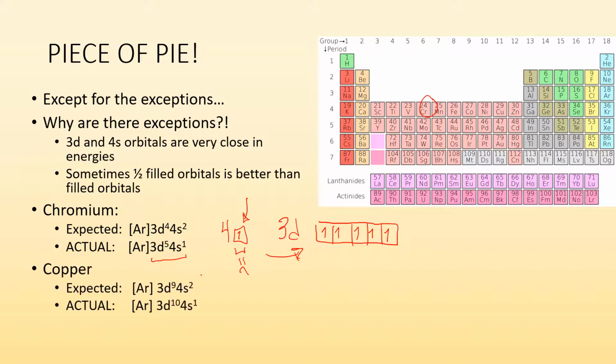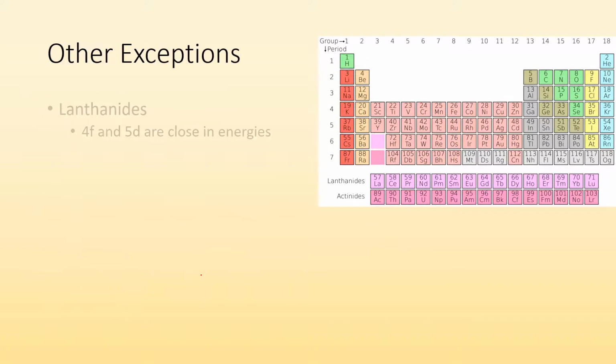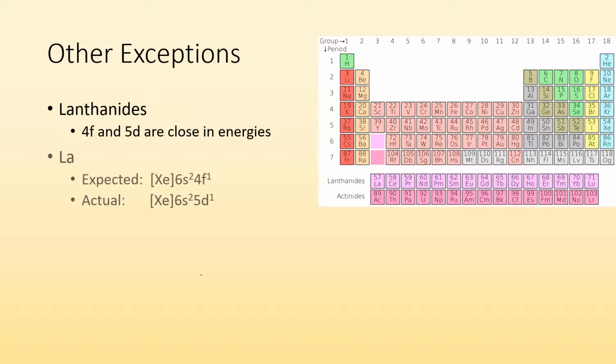You also see this exception with copper for the same kind of reason. You fill up the D sublevel this time and you leave the S unpaired. So yeah, other exceptions include the lanthanides series for a similar reason. The 4f and the 5d orbitals are very close in energies. So again, you see the same kind of discrepancy. You would expect one thing, but it ends up being something else, right?